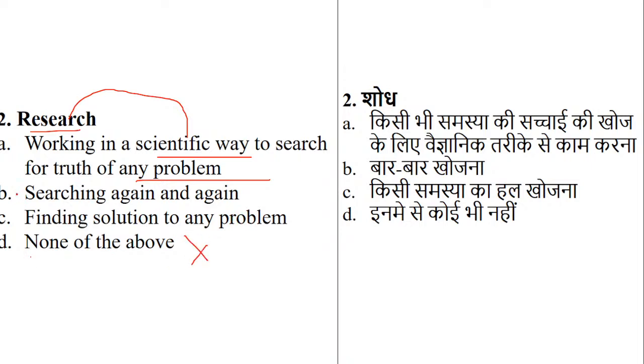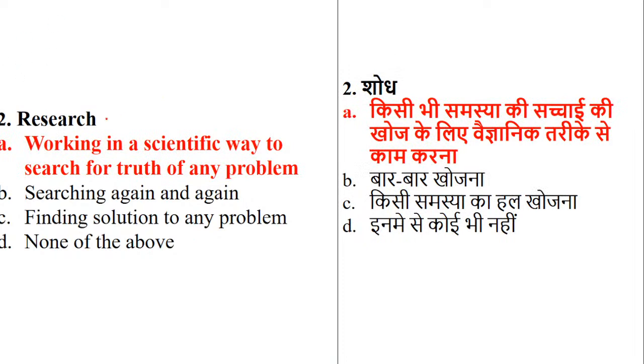And if you compare option B and C, option A gives you more clarity that research is something which is done in a scientific way, a logical way, a rational way, in order to search for a truth for a problem. It means a solution to a problem. So if you compare all the three options, the closest option is option number 1, that is working in a scientific way, a logical way, and solving the problem.